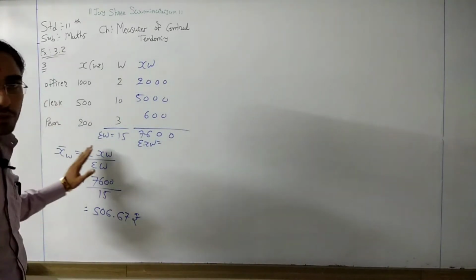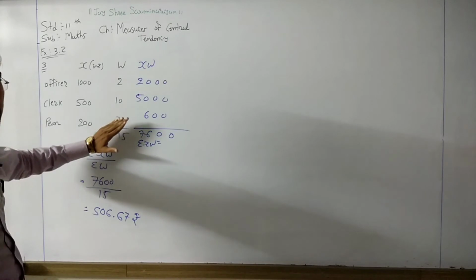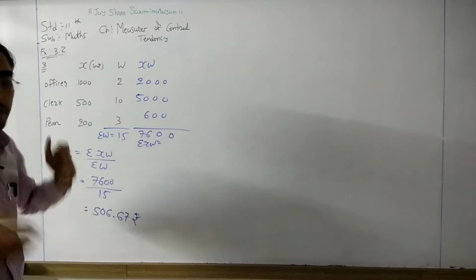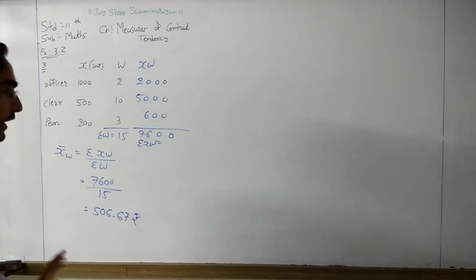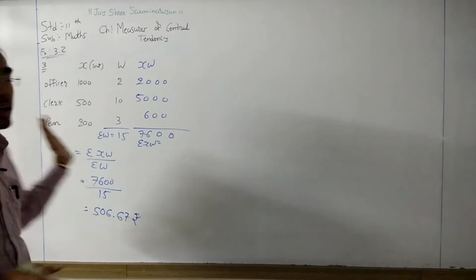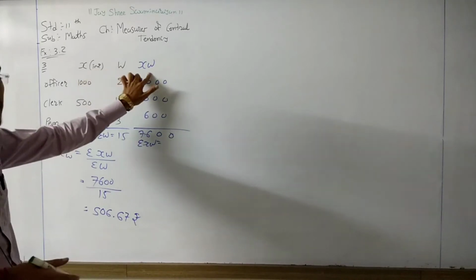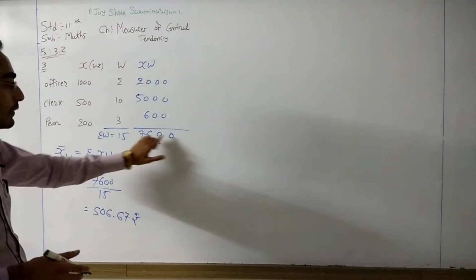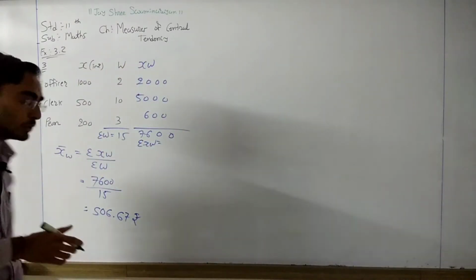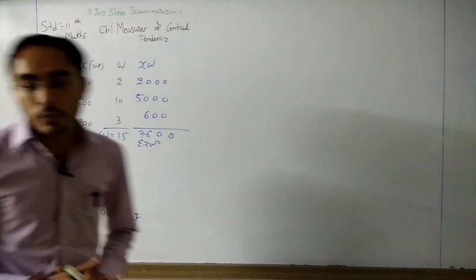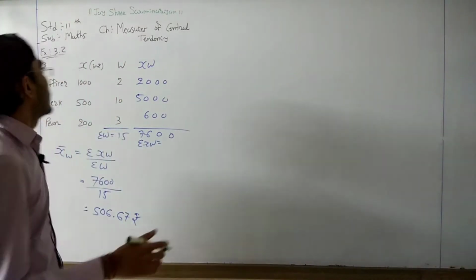Okay, x is given to you, contribution, number of persons, that is weightage is given to you. We need to find the weighted mean, sigma xw by sigma w. So here we need to multiply x and w. So just find out the xw. So here you will get 7600. Now we need to put this value here. We will get the answer of weighted mean.